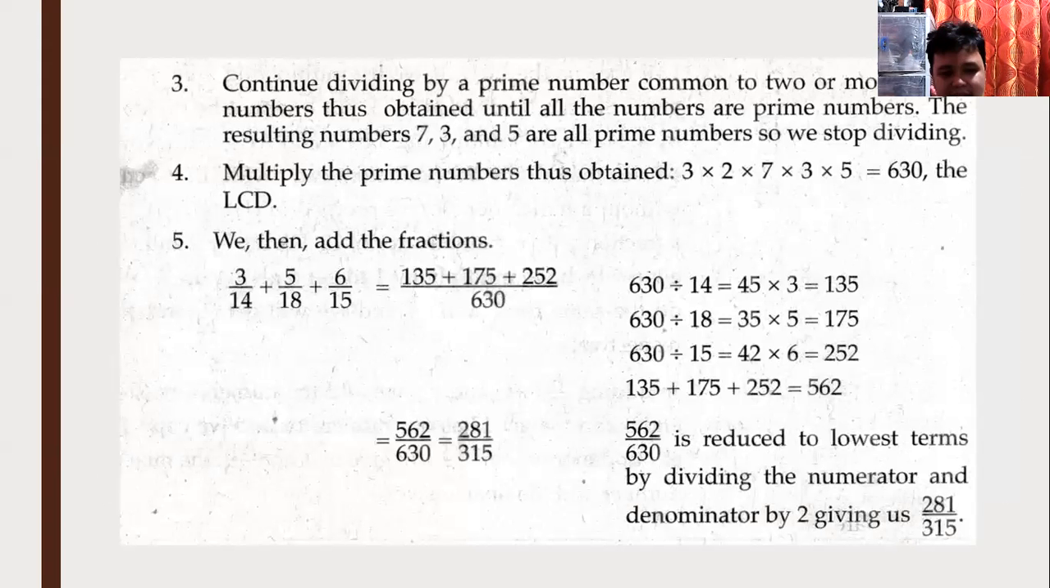Yung 630, i-copy yung nauna, yung 3 over 14, 5 over 18, and 6 over 15. Yung denominator na 630, i-divide mo siya sa 14, then times mo doon sa kanyang numerator. Same din, 630 divide 18 times 5, 630 divide 15 times 6. I-add mo lahat over 630. Then, hanapin mo yung lowest term, 562 over 630. Ang common divisor niya ay 2. Kung dinivide sa 2, 281 and 315. So, yun yung naging answer.